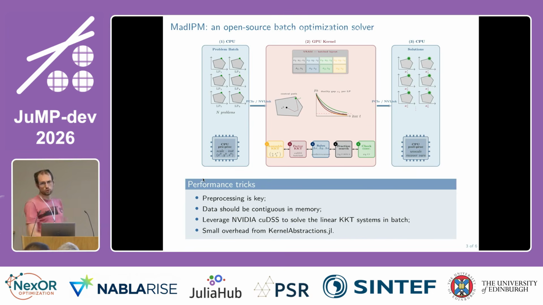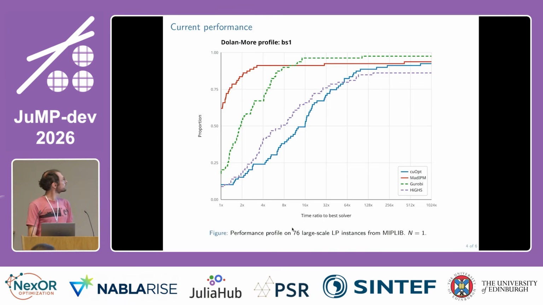So the code is in Julia, so we have some cost to do that. Julia is not as fast as C, and we have some small overhead. So we expect to have a 2 times factor compared to an efficient implementation in C. But I think it's good enough. For instance, we have some small overhead from kernel abstraction. So that's one of the bottlenecks in the algorithm. Any questions so far? Then I can move to the results.